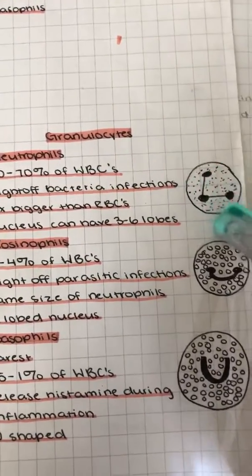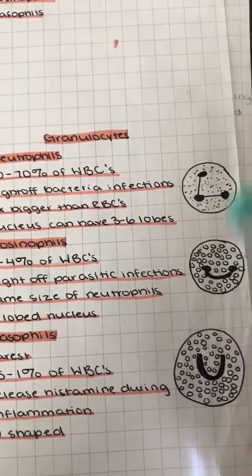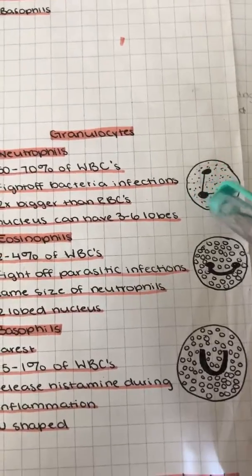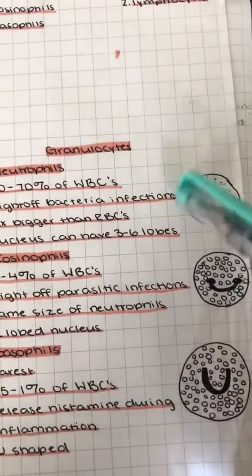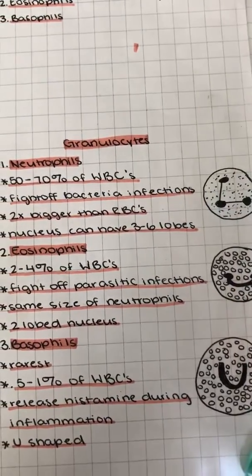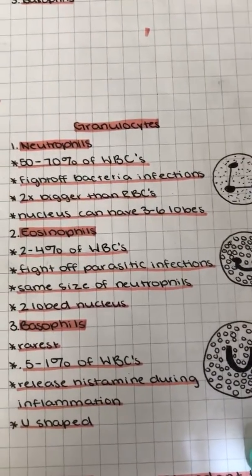So this picture is only showing you a nucleus. This here is the nucleus. It only has 3 lobes. But remember, if you see a nucleus that has 4 to 5, it's also going to be a neutrophil because it can have anywhere from 3 to 6. Those little dots are those granules I was talking about. Granulocytes are going to be the ones that have the dots present.